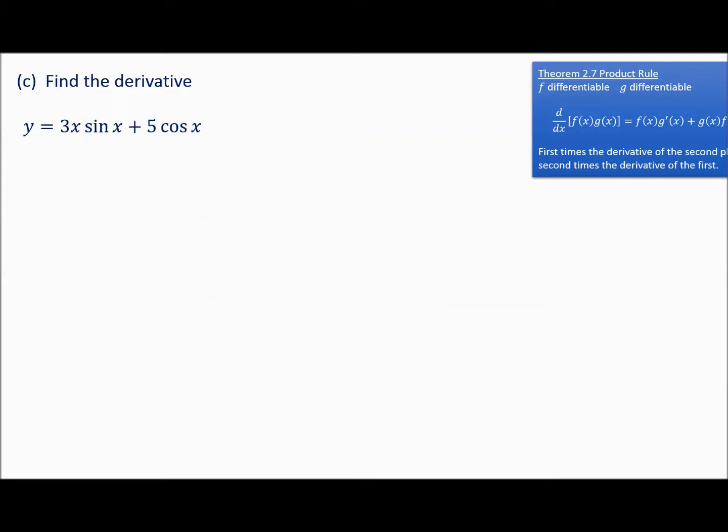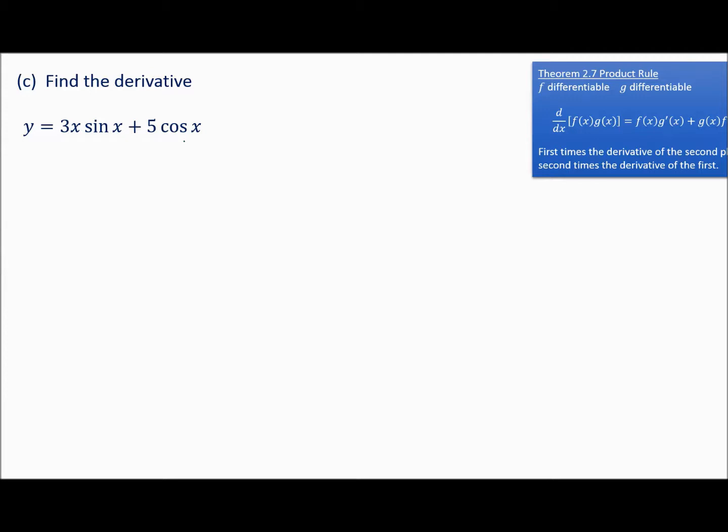All right, so let's check out another problem here. Problem C, find the derivative. We've got y is equal to 3x times the sine of x plus 5 cosine of x. So what I want you to notice here is you've got 2 separate terms. You could think about these as 2 separate functions. If you'll remember from the last section that we covered, we have a sum difference rule. You're allowed to take the derivative of 3x sine of x separate than the derivative of 5 cosine of x and just add them together. So I'm thinking about this as 2 separate problems for the moment.